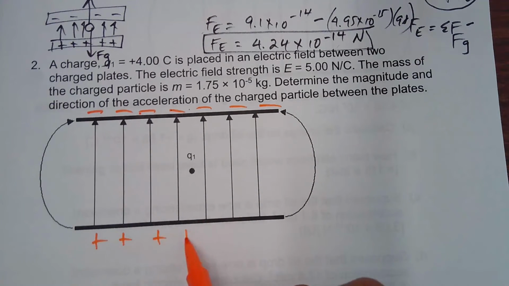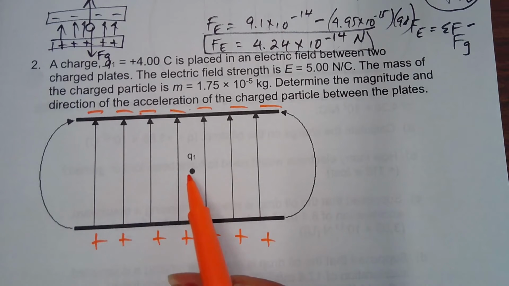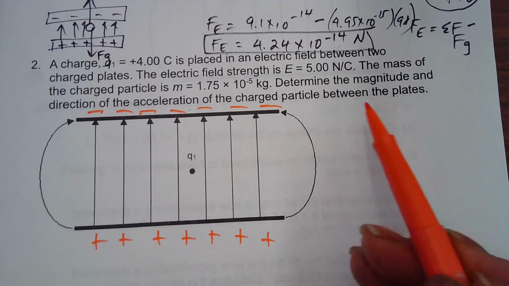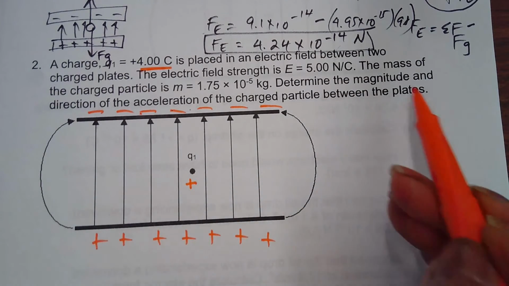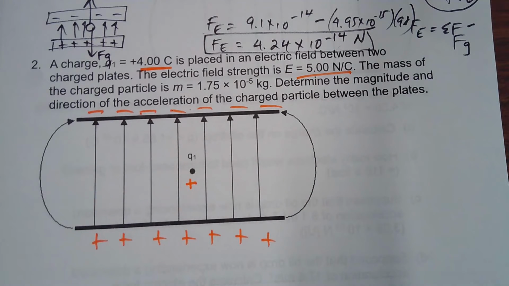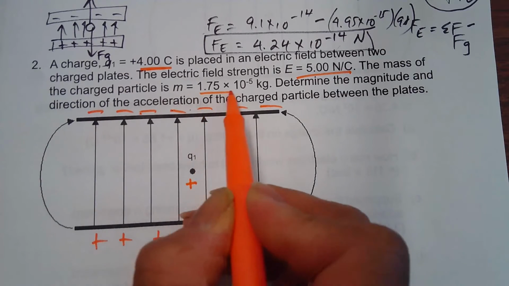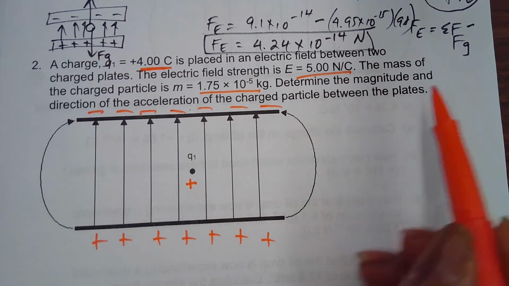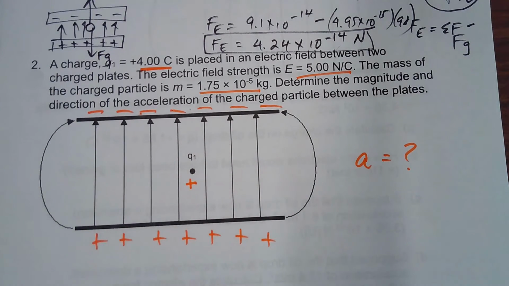Because that is the flow of the electric field lines, right? Okay, so it's going up that way. Okay, awesome. All right, so now you put a charge between the 2 plates. Okay, it's 4 coulomb, positive. So this is a positive charge. The electric field strength is this, 5 newtons per coulomb. The mass of the charged particle, so this has a mass, is this. Determine the magnitude and direction of the acceleration of the charged particle between the plates.